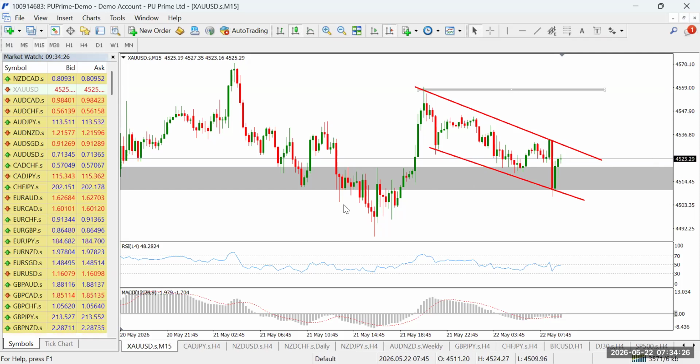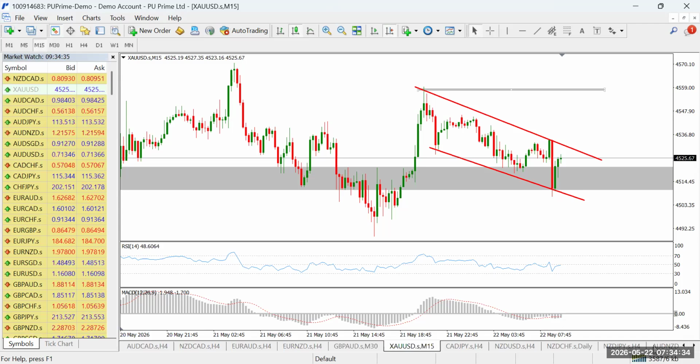Now for USD CAD, we're not really having the best of it at the moment until the release of the data, but we can still anticipate a potential retracement in the bearish direction for the USD CAD. And for BTC USD, I am very, very bearish on the BTC USD.